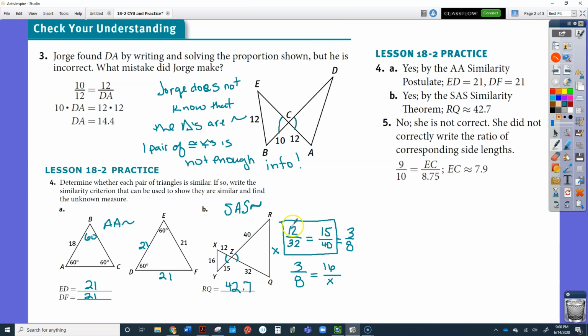So then you have a choice. You can use this ratio, you can use this ratio, or you can use this ratio to set up your proportion in order to find x. I chose 3/8 simply because it's smaller numbers, and smaller numbers give me easier multiplication. So 8 times 16 divided by 3 is where I get 42.7.